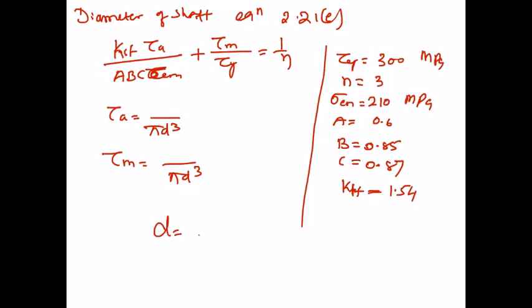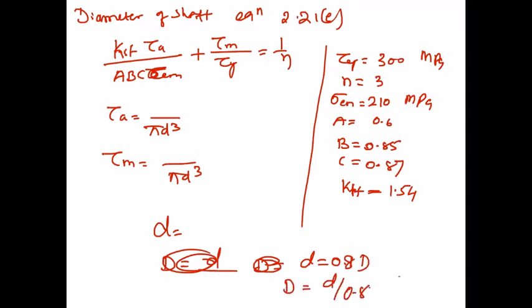This is small d. Now to get the value of capital D, small d equal to 0.8 D. So let us go for D equal to d divided by 0.80. You are going to get the diameter of shaft. So you please solve these two problems and submit it in WhatsApp group.